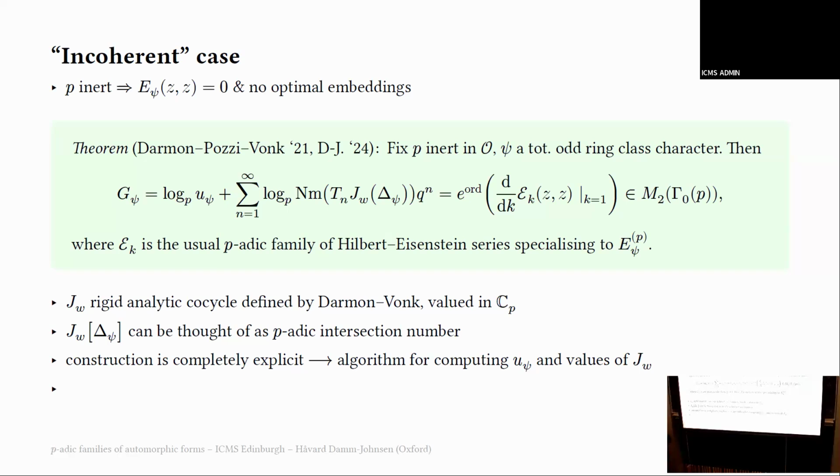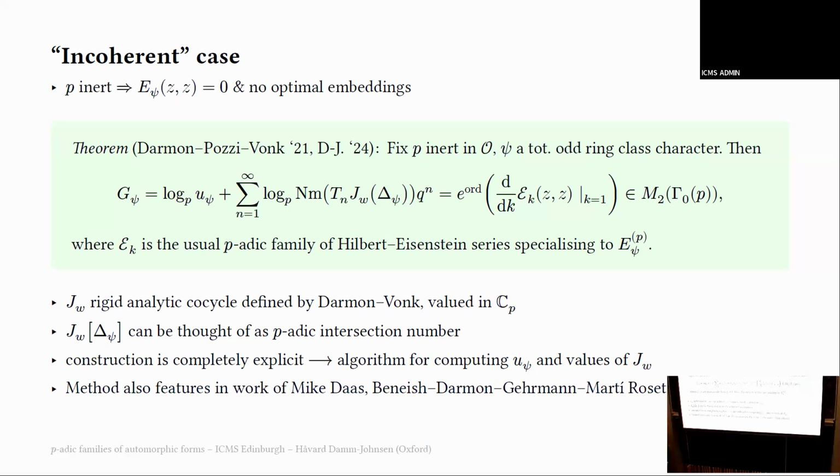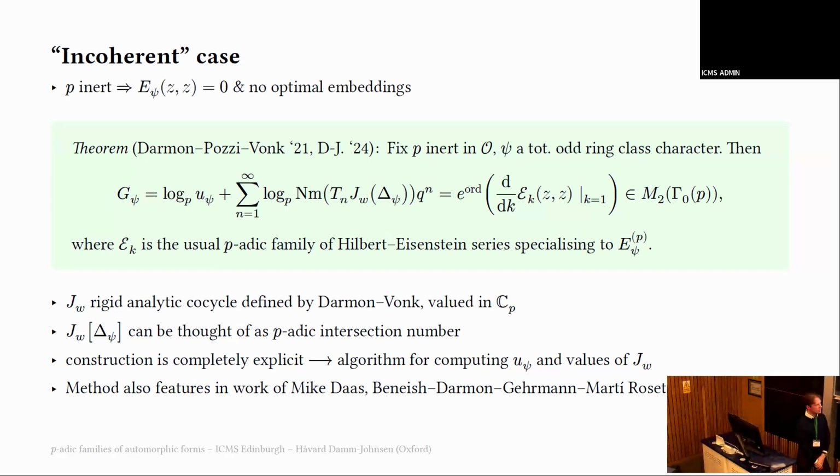I should say again, for unramified characters, this was proven by Darmon, Pozzi, and Vonk, and I extend it in my thesis to ring class characters, ramified ring class characters. This p-adic method of taking a p-adic derivative of a family which vanishes at a certain point, and then taking the ordinary projection, also features in Mike Daas's work and in the work that Lennart will talk about later today. And it seems to be very powerful and flexible.